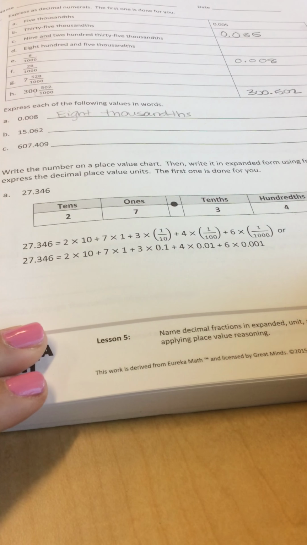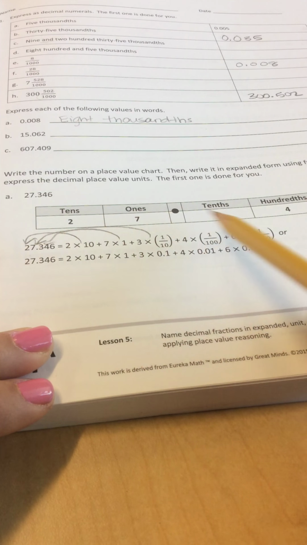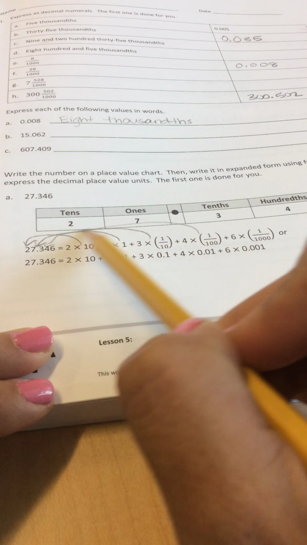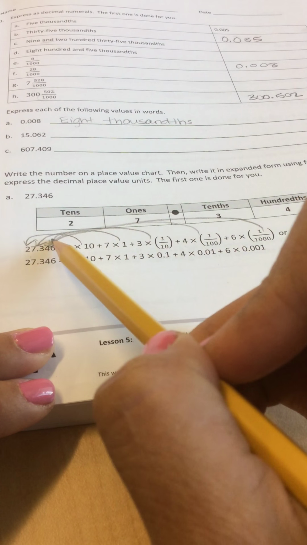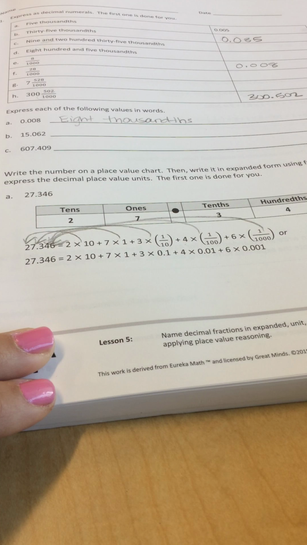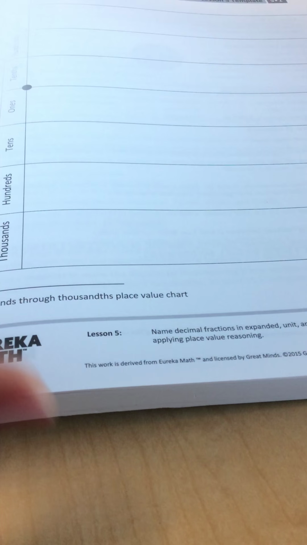out a place value chart and tell me which place values are represented, as well as write it out in expanded form. We can see that 27 and 346 thousandths is represented as 2 times 10 for the 2, 7 times 1 for the 7 in the ones place, 3 times 1/10 for the 3 in the tenths place, 4 times 1/100 for the 4 in the hundredths place, and 6 times 1/1,000 for the 6 in the thousandths place. You can do it with fractions or with decimals. It means the same thing. And we'll go ahead and try one on the back.